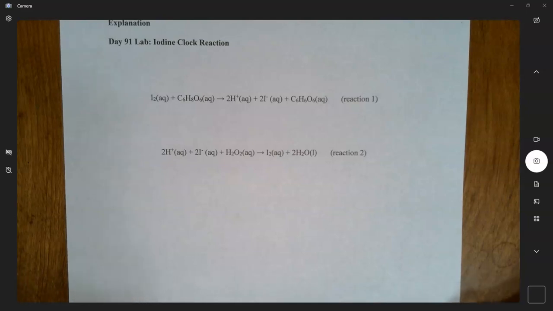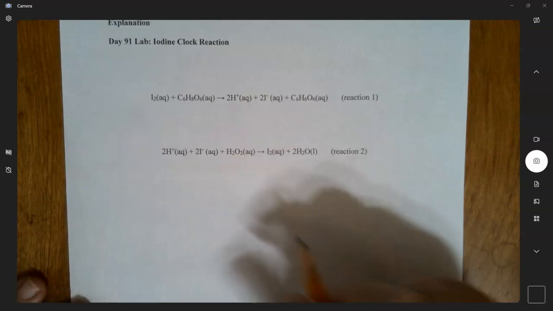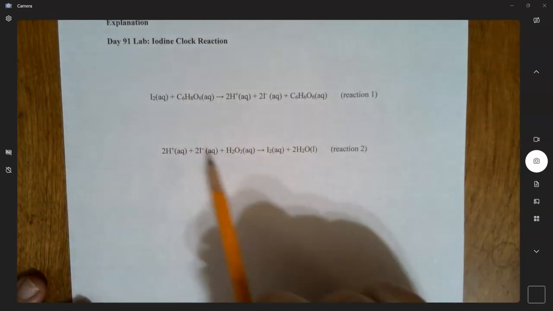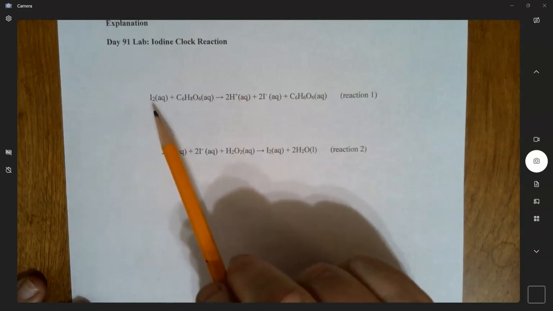AP Chemistry, this is an explanation of the iodine clock reaction. So let's take these two reactions. Let's identify what each of these compounds or elements, or ions, are.